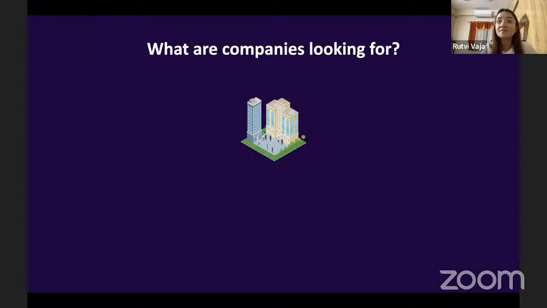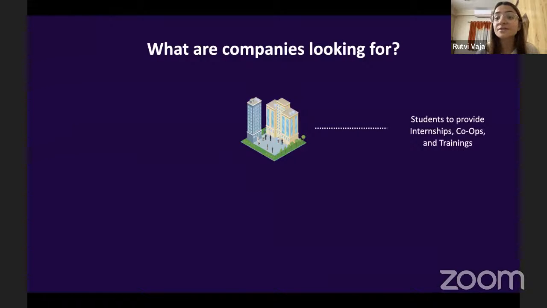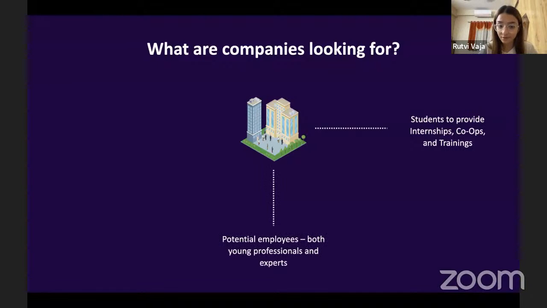Now, another question that comes up when applying for any recruitment, dissertation, or internship is, what are the companies looking for? The companies are looking for students to provide internships, trainings, dissertation opportunities, and further on. They are finding potential employees, who can be young professionals, middle-aged learners, or experts, and they want their audience to reach out to their programs and spread their name. In order to do this, one has to be self-sufficient, be involved in cutting-edge research, and be aware of the latest technologies, coding, programming, and data analytical skills that are available these days.